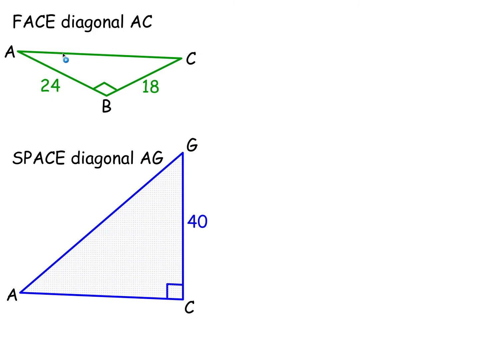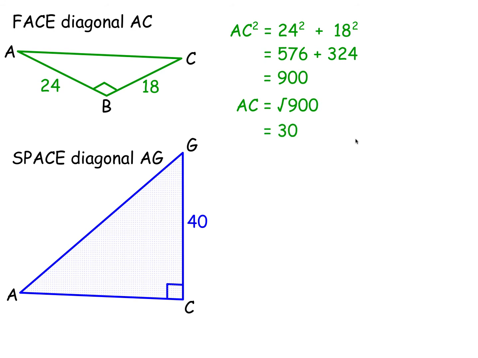AC is the hypotenuse opposite the right angle. AC squared is 24 squared plus 18 squared. 24 24s and 18 18s. Follow it through, AC is 30. On the blue triangle there's AC, it's 30.